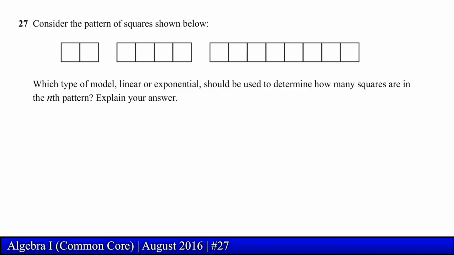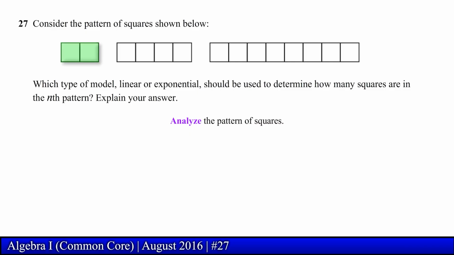Explain your answer. In this problem, we are provided with a series of squares that follow a predictable pattern. We need to determine the type of model, either linear or exponential, that can be used to predict the number of squares in the next iteration. We also need to explain our answer. We can determine the answer to this question by analyzing the pattern of squares.